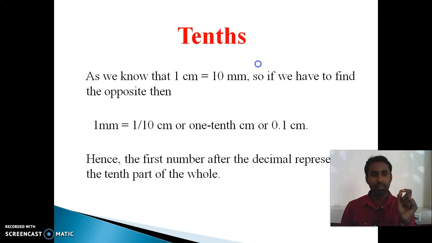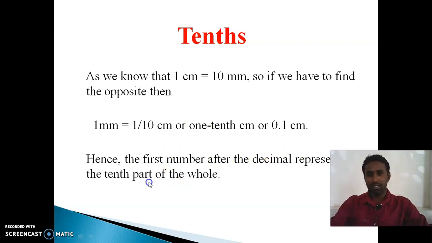Same way, 1 centimeter equals how many meters? For that, this 100 will go down. So 1 by 100 meter. Here, just look at this: 1 millimeter equals 1 by 10 centimeter. 1 centimeter is 10 mm, so 1 mm means this 10 goes to the other side, it becomes division. So 1 by 10 centimeter. If it is 1 by 10, we have to make it 0.1 centimeter. We call it 1 by 10th, 1/10.